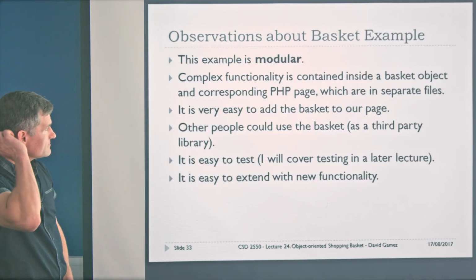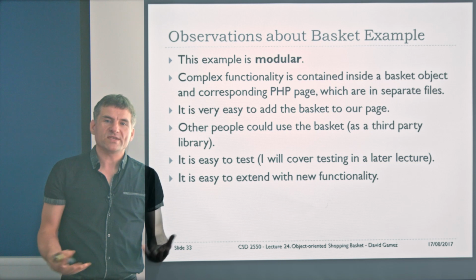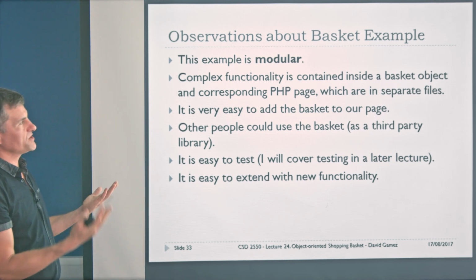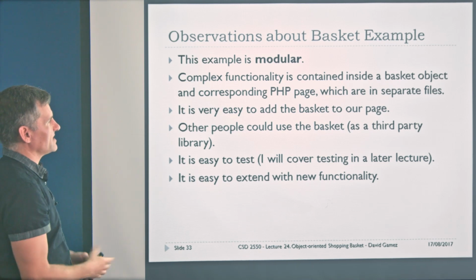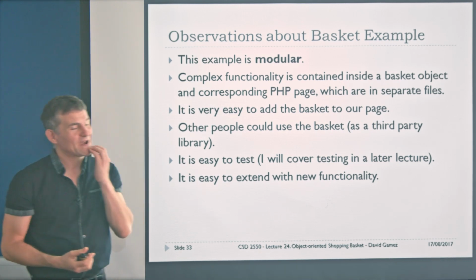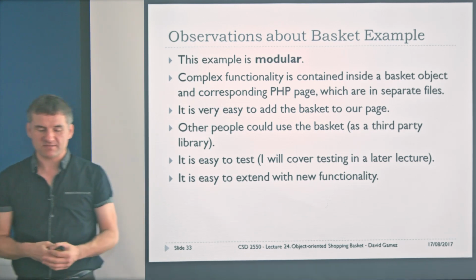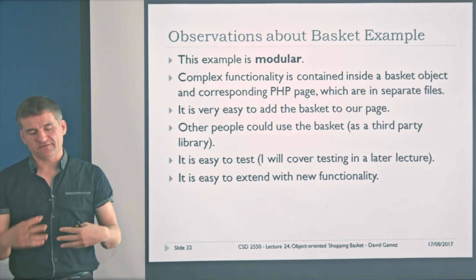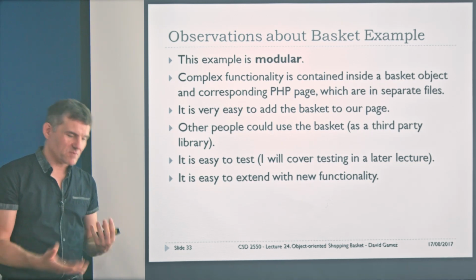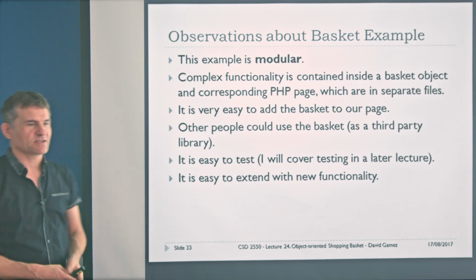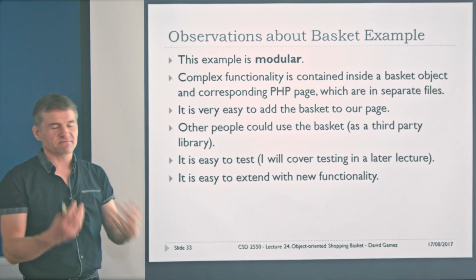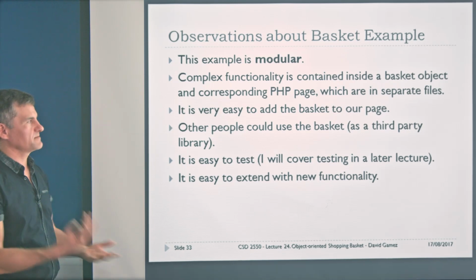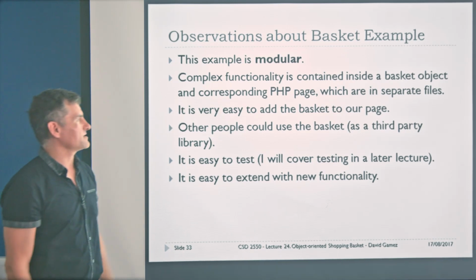And just a few points about this example. So it's modular, right? I've got a lot of complex functionality inside the basket object and corresponding PHP page, which are in separate files. So the basket object in particular, I've got these nice methods for adding, removing, sending, getting. And so using the basket is dead easy. You don't need to understand it very well. You can just invoke the methods on it to add stuff, remove stuff, and so on.